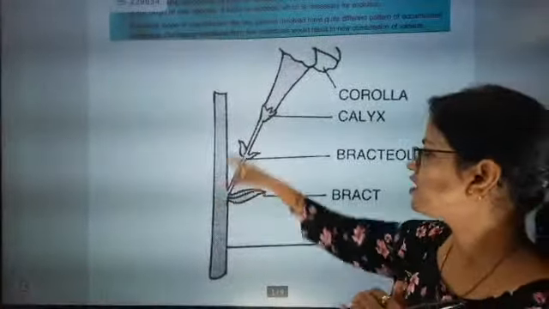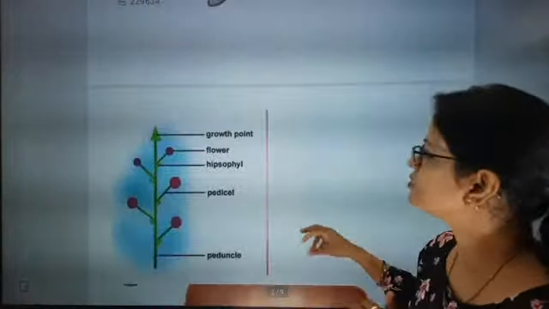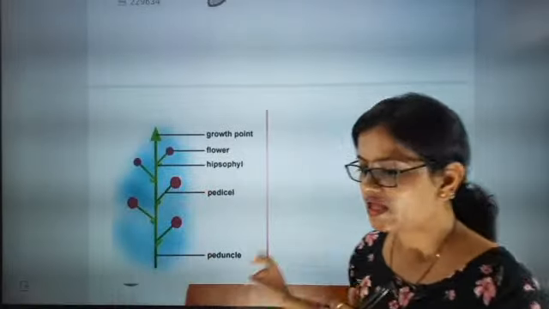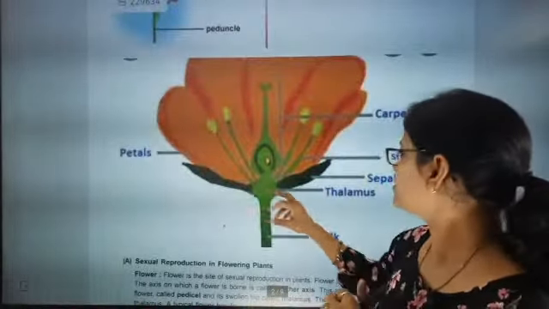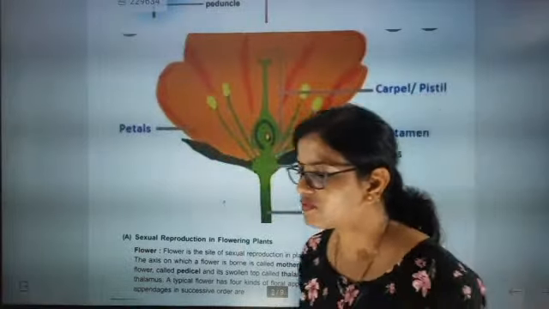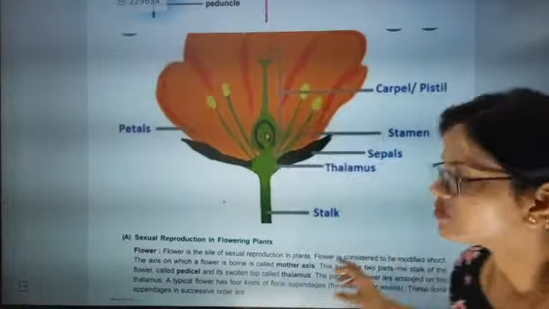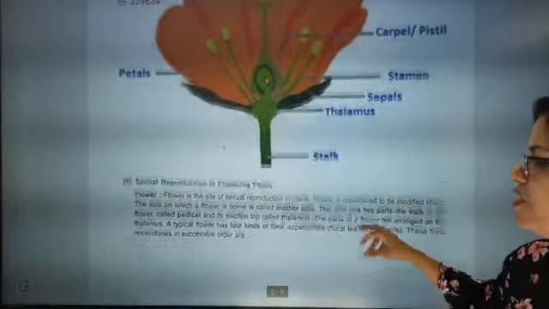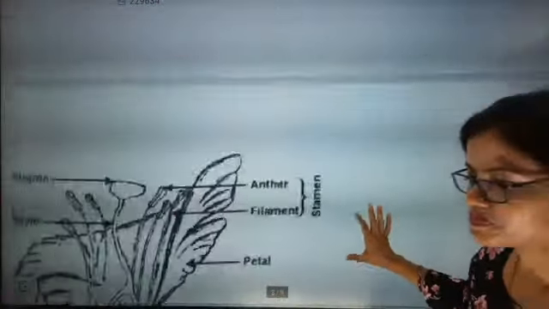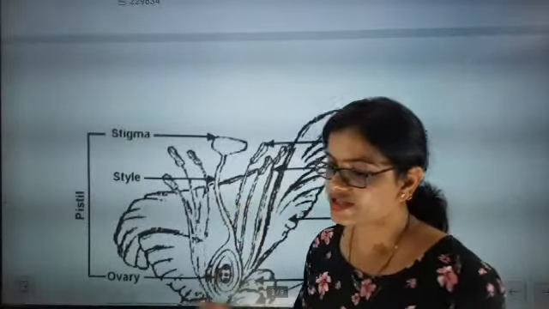So this was the mother axis, and in that we came to know that the pedicel section is there. In that pedicel section, the thalamus part will be there. This is exactly the thalamus part. And then we understood the four different sections, the four major sections of the flower. So can you tell me the four major sections of the flower? Type and say the four major sections of the flower.